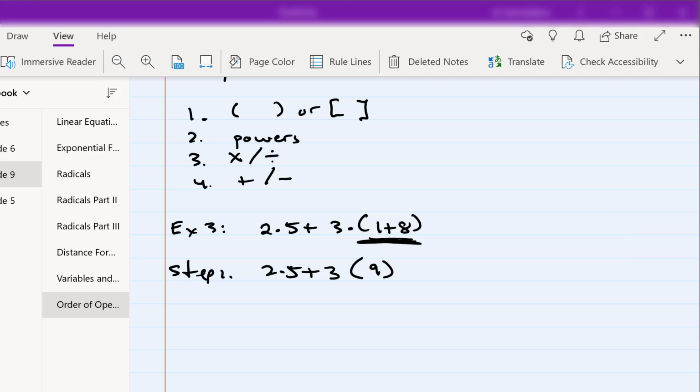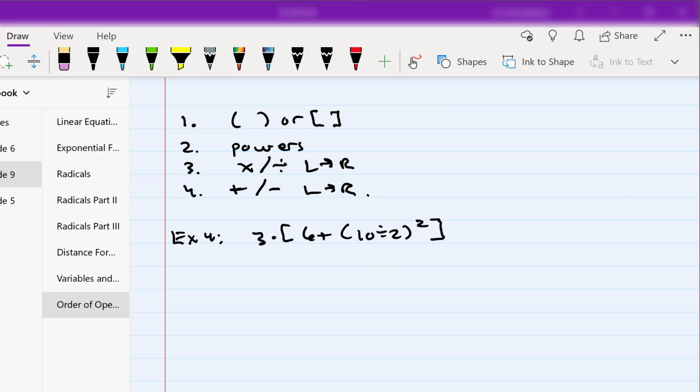Then we have multiplication, 2 times 5 plus 3 times 9. So step 2, working from left to right, multiplication has a higher precedence than addition, so we do 2 times 5, which is 10, plus 3 times 9, which is 27. And finally, step 3 is addition, which is the fourth order of operation, and working from left to right, we have 10 plus 27 is 37. Now let's look at example 4.